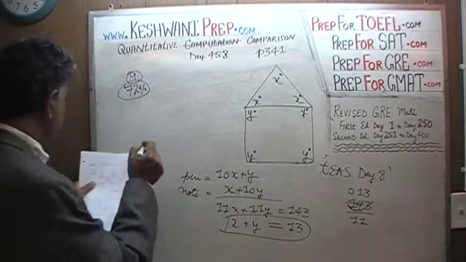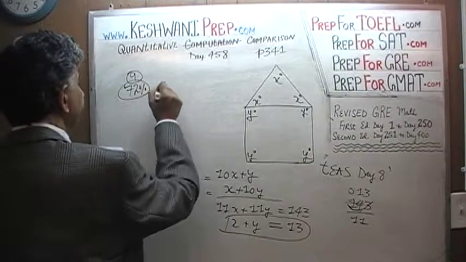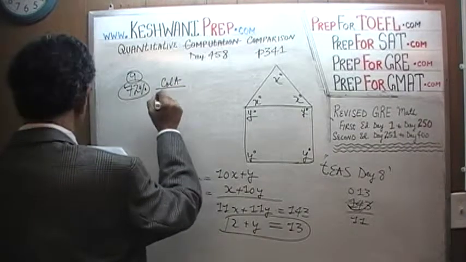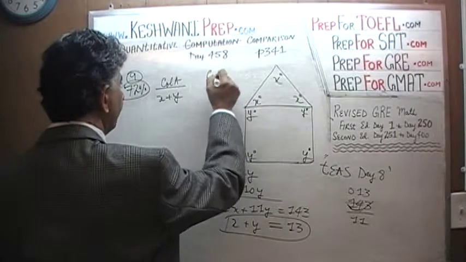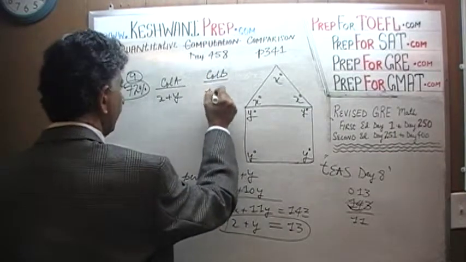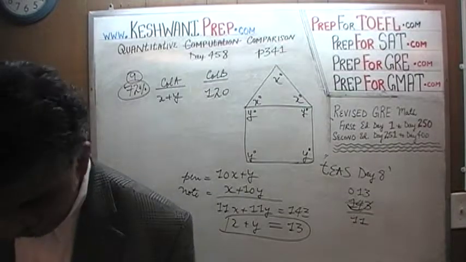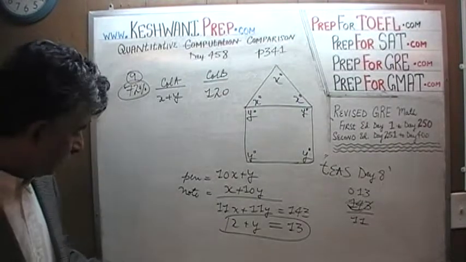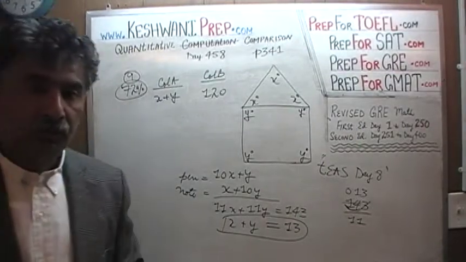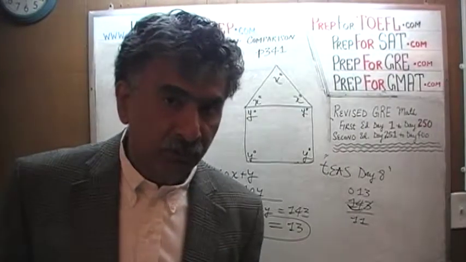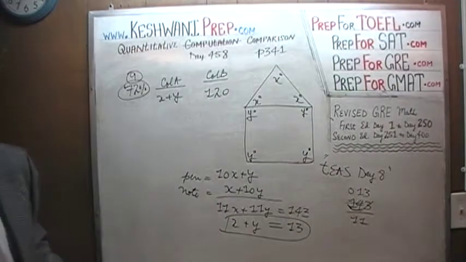And here's what we were asked to compare. Column A, x plus y, versus column B, 120. I'll give you 5 seconds to pause the video. As always, I insist that you do the problem yourself first, and then compare your work against the work that we'll do together in a few seconds. So here we go.